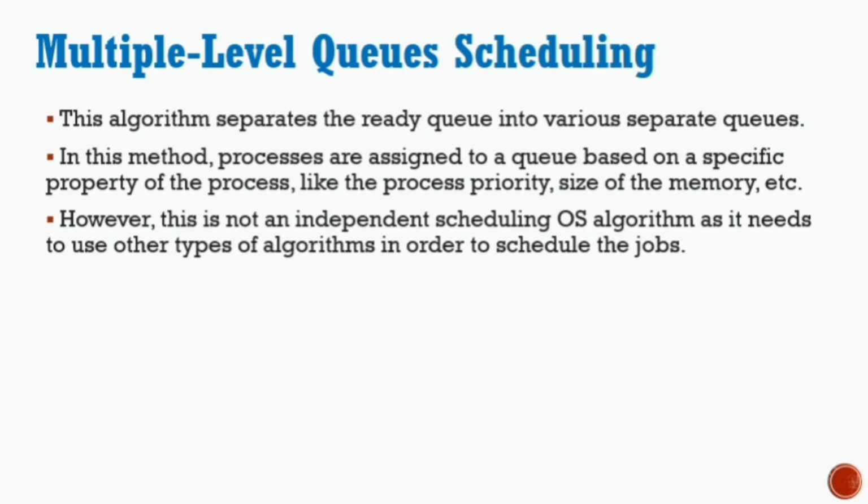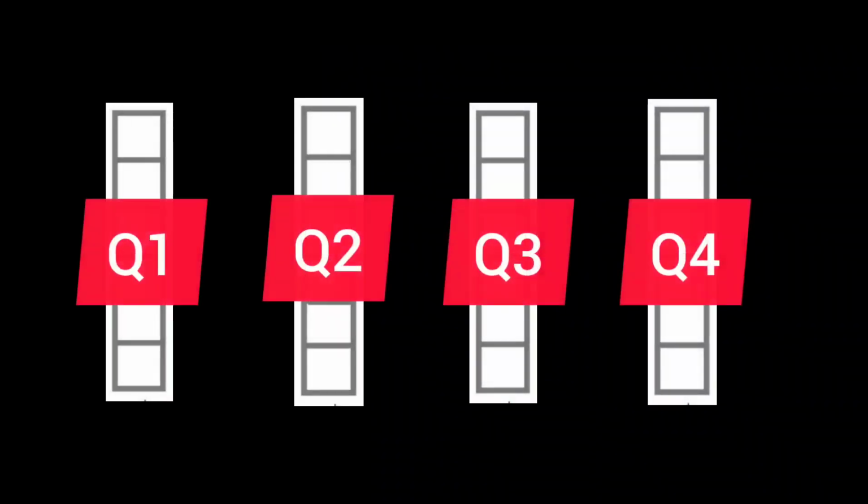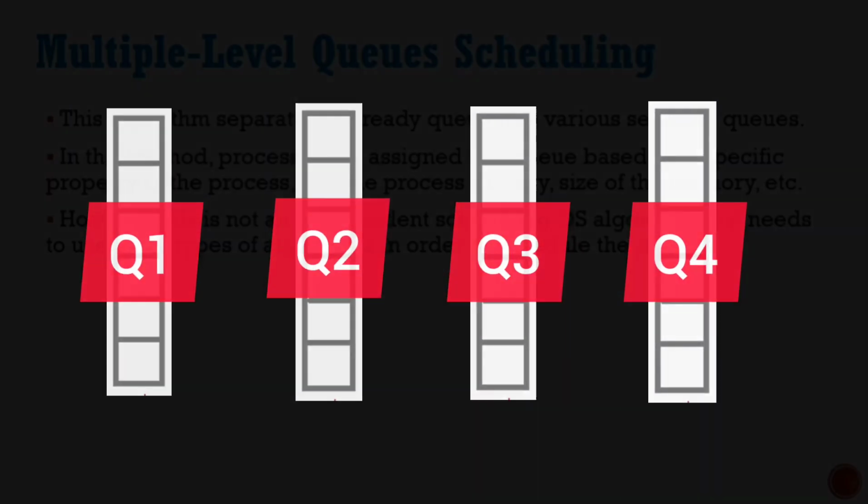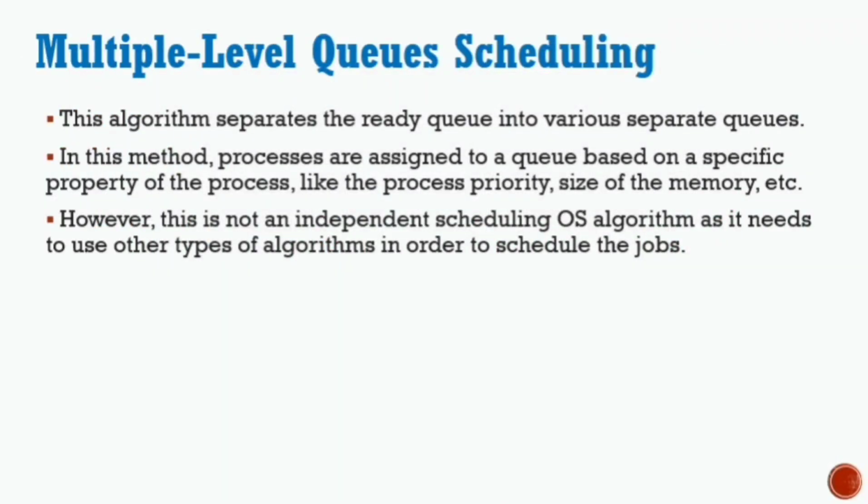Moving on to the last and the sixth algorithm for our session today, it is the multiple level queues scheduling algorithm. Now, this algorithm actually separates the ready queue into several other sub-queues, and the process is basically assigned to a queue based on the specific property of that process, and this property can either be the priority, the size of the memory, the time, etc. But this is not a very independent scheduling algorithm because it actually needs the help and is dependent on the other types of algorithms we have discussed in order to schedule the jobs.